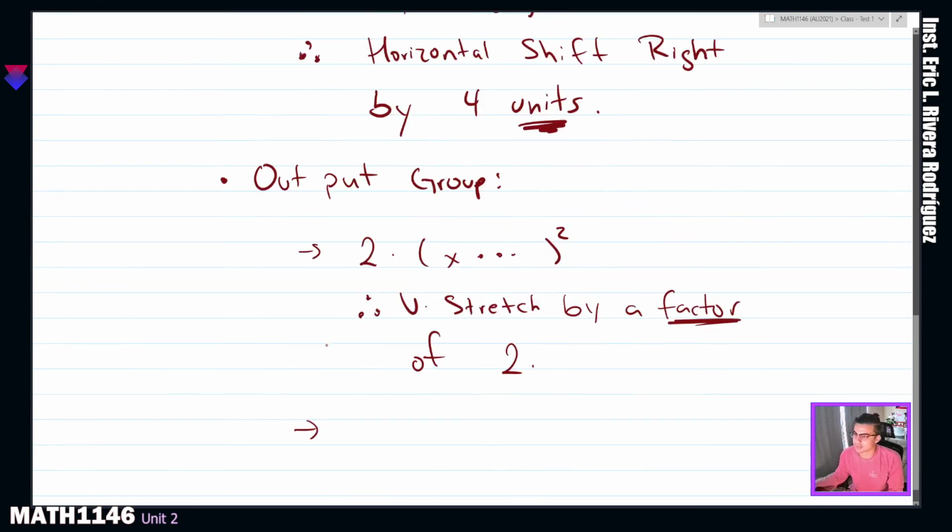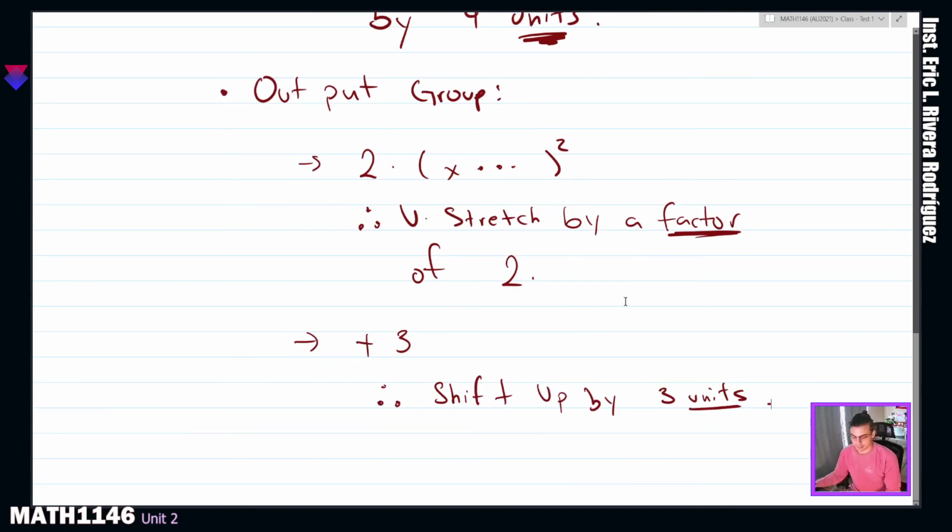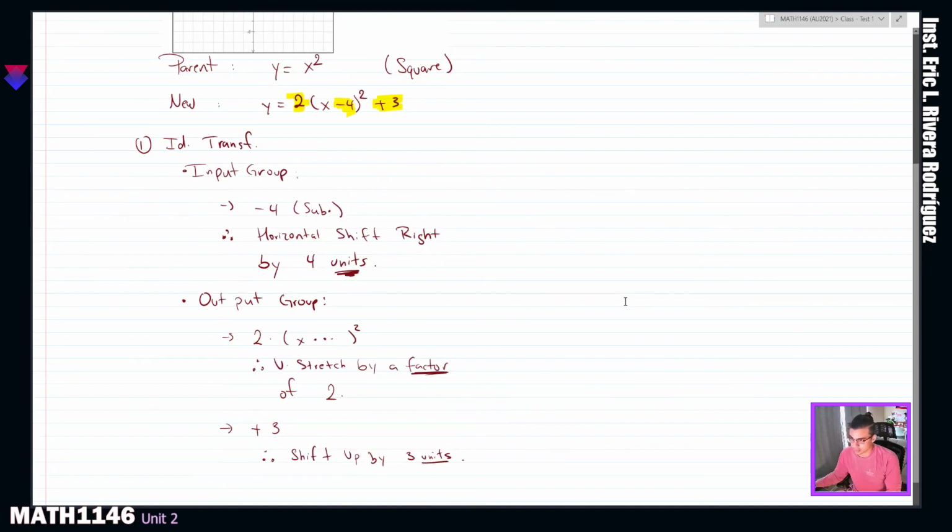Then we have plus 3, and that is going to be a shift up by 3 units. Keyword, units. That's the first step.